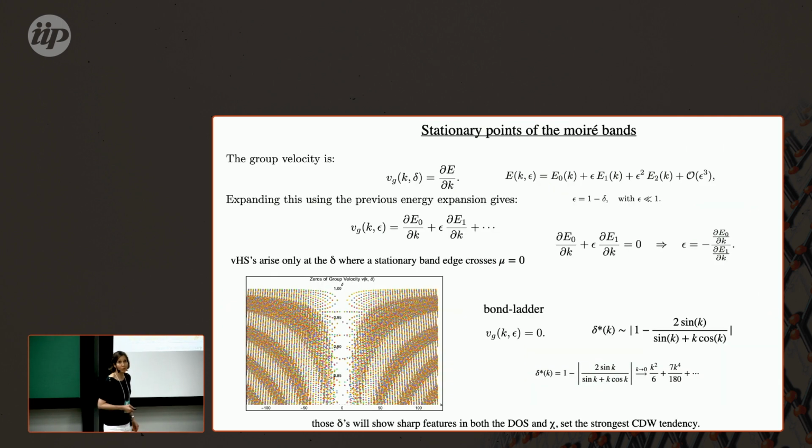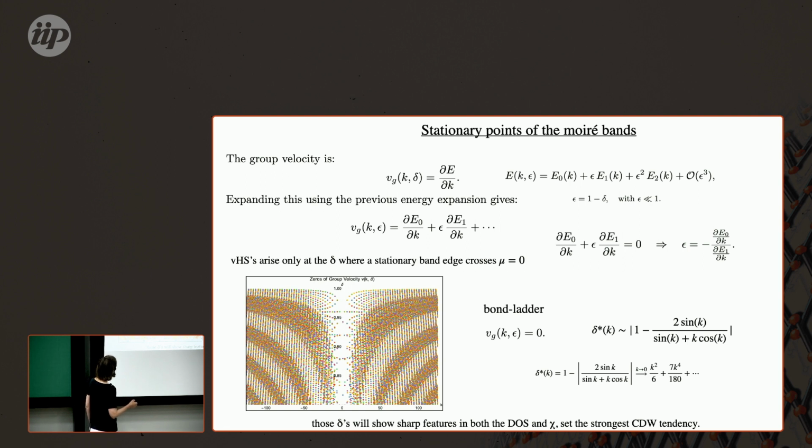So we have a small parameter now, which is 1 minus delta. Let's call that epsilon. So we can expand the band energy in terms of epsilon. We can compute the stationary points of the moire bands. For that we have the group velocity, which can be expanded in the same way as the energy.